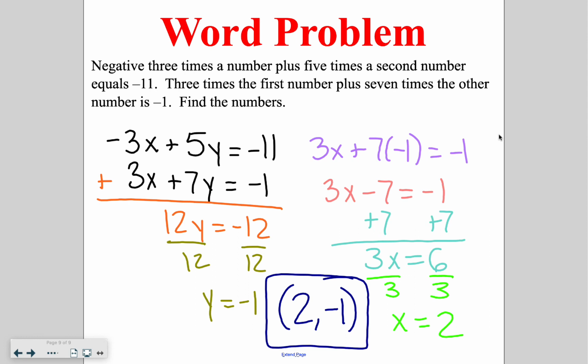So we set up our equations. In this case, our x matched. We are going to add, solve for y, plug it back in to find x, and we get (2, -1). So our first number is 2, our second number is -1.